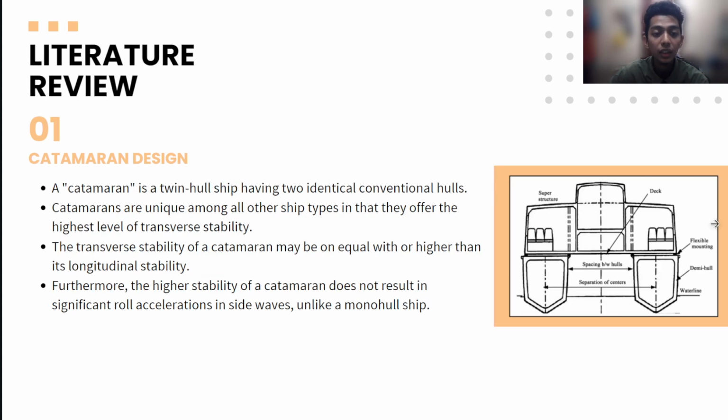A catamaran is a twin-hull ship having two identical conventional hulls. Catamarans are unique among all other ship types in that they offer the highest level of transverse stability. The transverse stability of a catamaran may be equal to or higher than its longitudinal stability. Furthermore, the higher stability of a catamaran does not result in significant roll accelerations in waves, unlike a monohull ship.